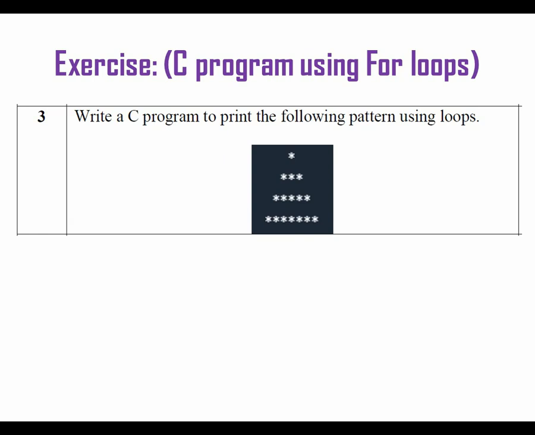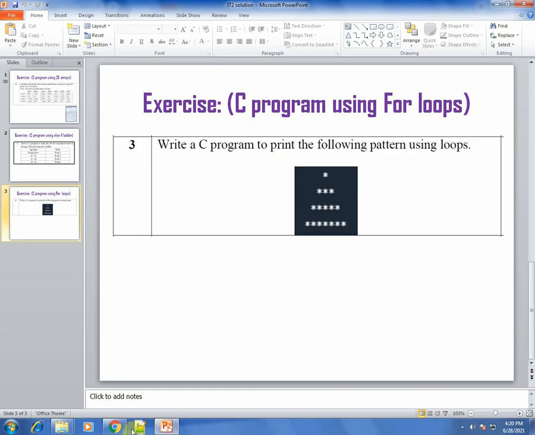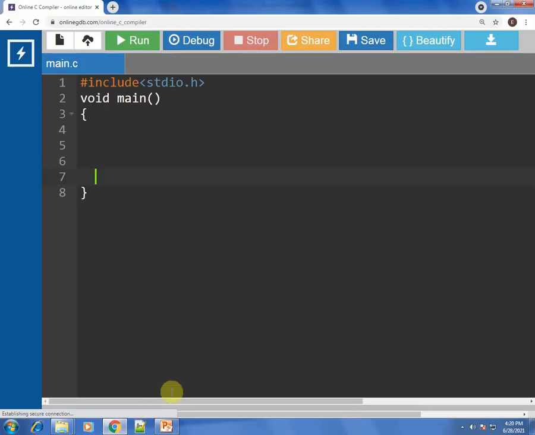For this you have to ask the number of rows required in the output from the user. So the number of rows should be an input from the user. We could use any loops, while loops, do while loops, or anything. I'll be using for loops in today's class. So let us see how to write it. Let's use an online compiler for the same.